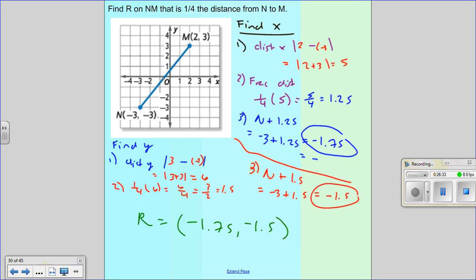If I were to plot that on here, negative 1.75 would be about here, and negative 1.5 would be about here. So point R would be here, which makes sense. It's 1/4 of the distance. It's not the midpoint. Midpoint would be right dab in the middle. This is only a quarter of the way. So that's how fractional distance works.